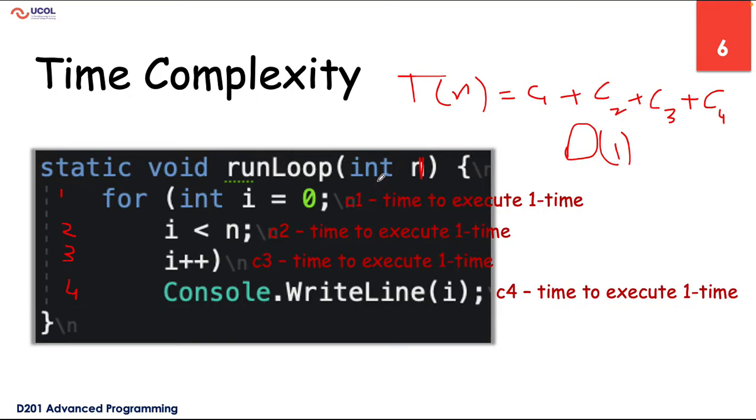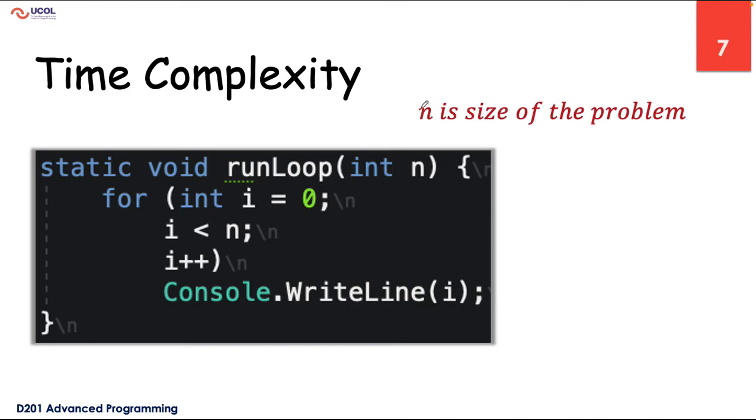So if I say that the problem size n could be 100, 200, 300, 1 million, 10 million, 1 billion, whatever it is. Now we need to understand that line number 1 will be executed only one time, because it is the initialization of i equal to 0, and that is only executed one time in that whole loop. So we can simply say that it is C1 multiplied by 1.